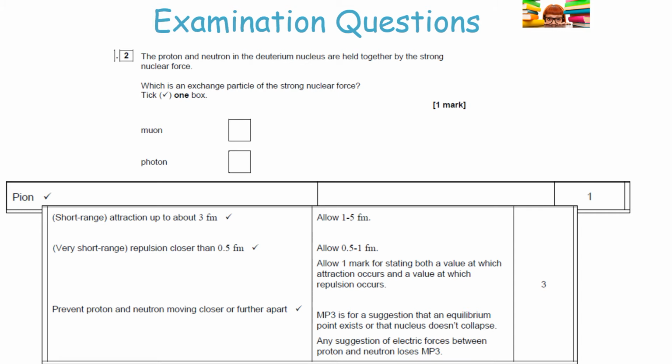So that tells us if there's repulsion close to 0.5 femtometers, it won't form there. If there's nothing holding it together as an attractive force, it won't occur there. So beyond 3 to 4 femtometers, the nucleus will not form there. But if there's attraction up to about 3 femtometers, then between 0.5 femtometers and 3 femtometers, you'll get the protons and neutrons attracted to each other and staying together as a nucleus.